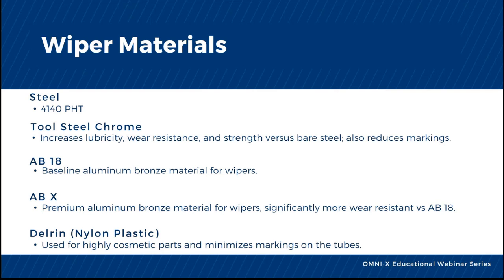AB18 is the baseline aluminum bronze material for wipers. ABX is a premium aluminum bronze material for wipers. ABX is significantly more wear resistant versus AB18. Delrin, a type of nylon plastic, is used for highly cosmetic parts to minimize markings on the tubes.